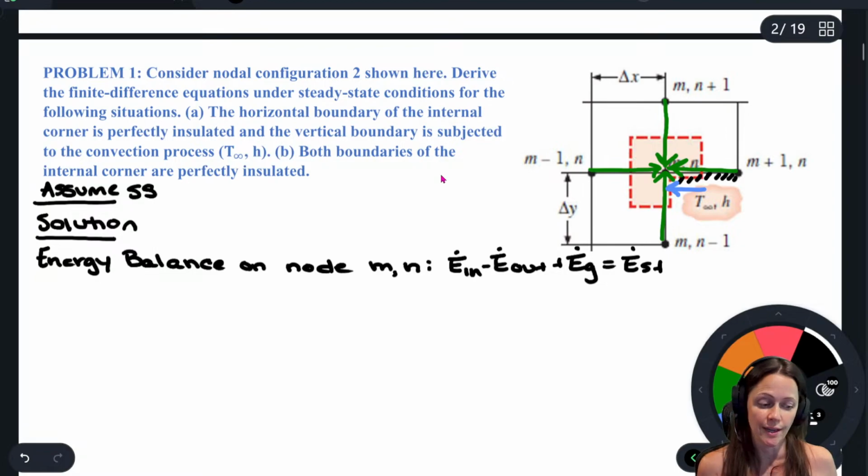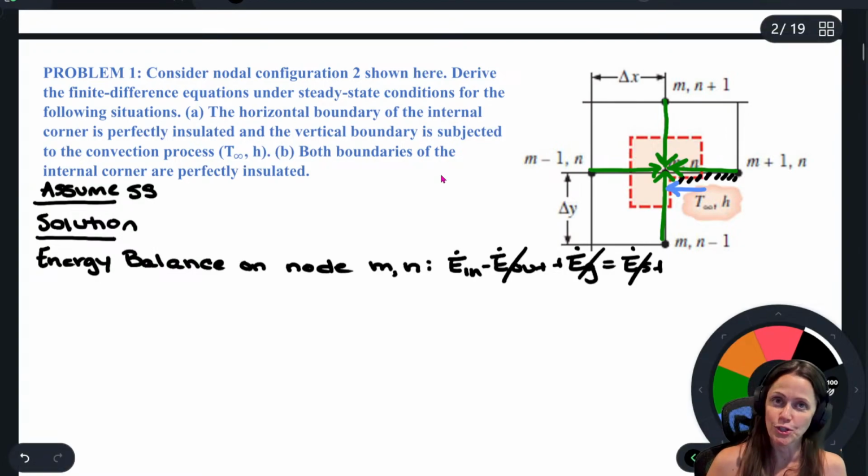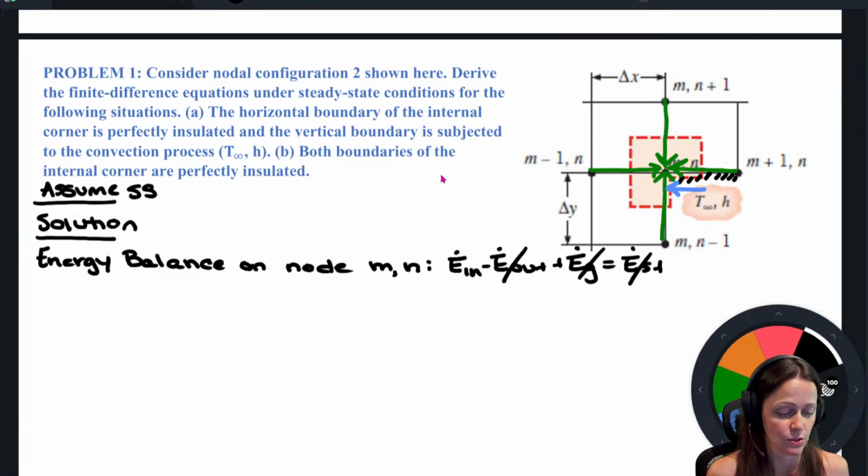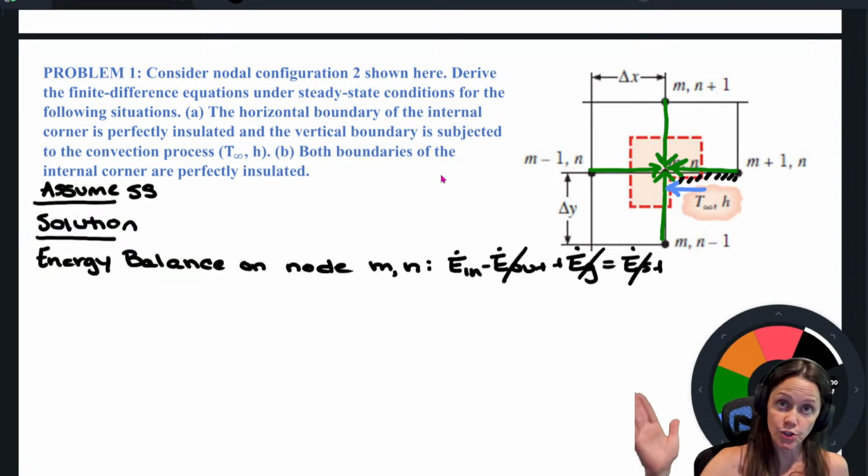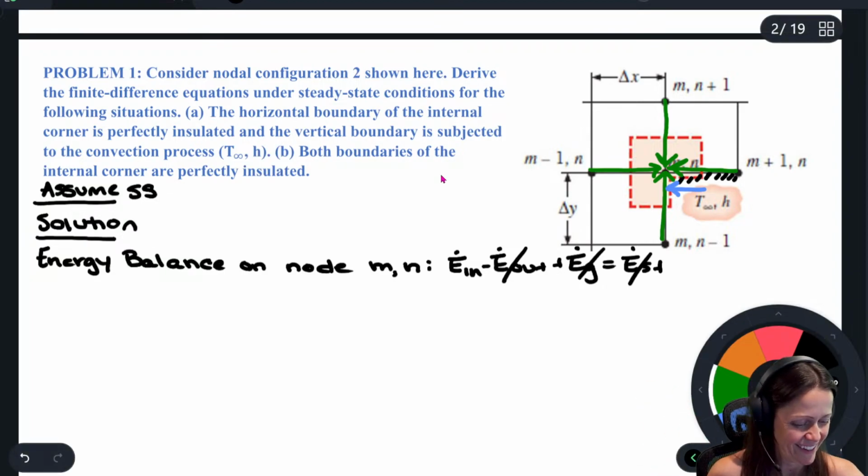Everything's going to go away except those E dot ins. So basically just summing up all of those vectors, those 4 green vectors and the blue vector due to convection, all of that's got to be equal to 0. So let's start up at 12 o'clock, the one on the top.